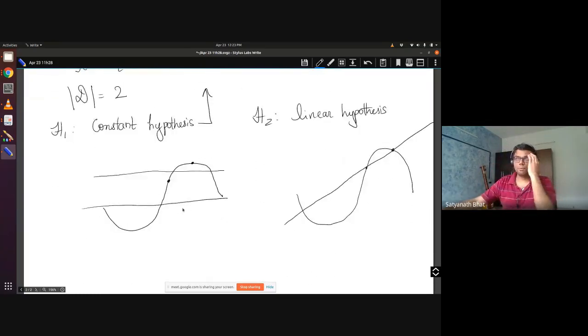We will do this exercise on Tuesday when we meet next in a regular class. Tomorrow I'm taking a special class from 2 to 3.